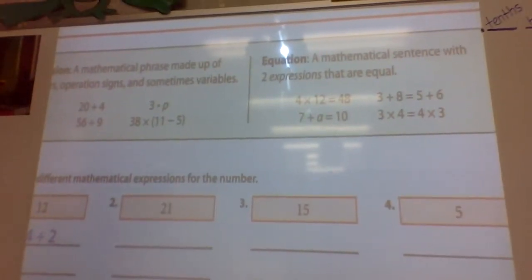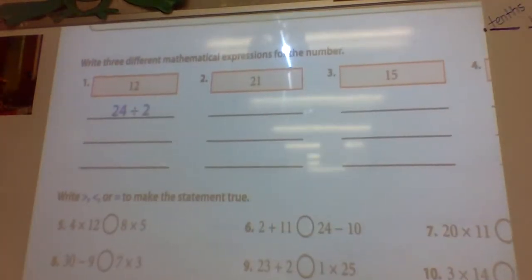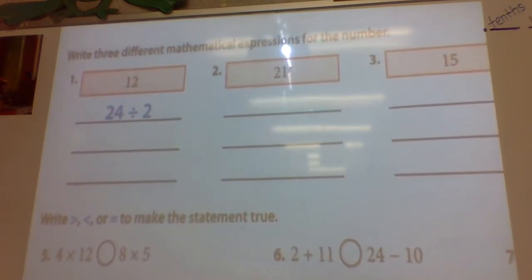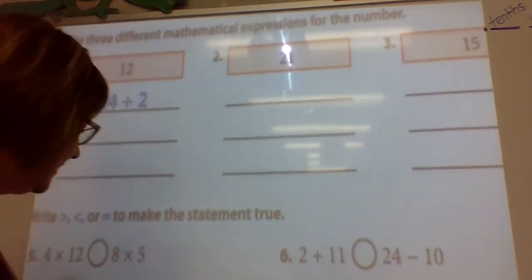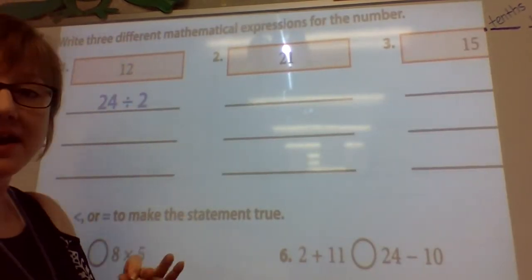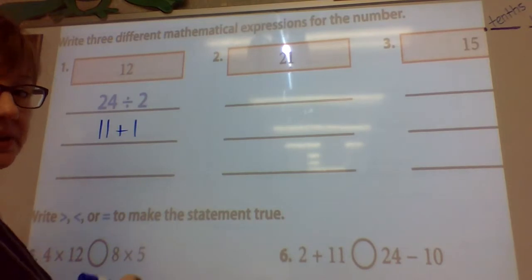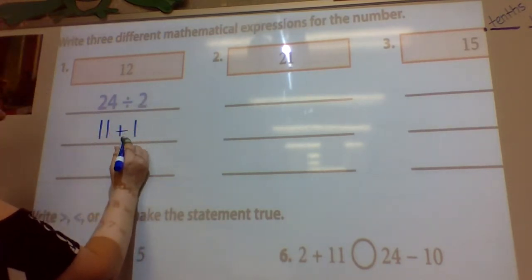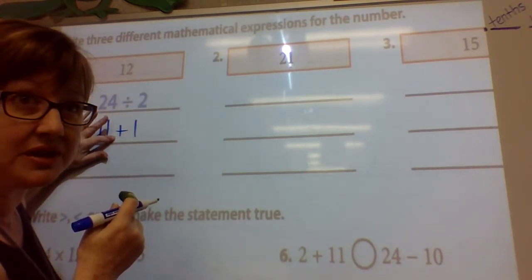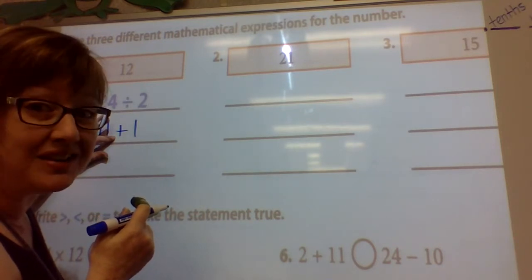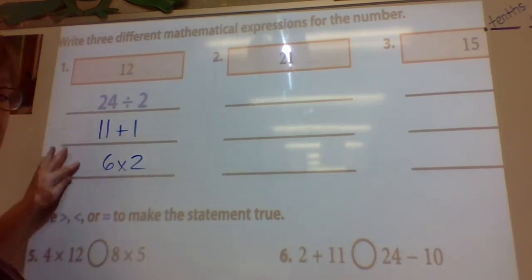Okay, let me get this. There we go. All right, so it says to write 3 different mathematical expressions for this number. Okay, so in other words, all of these have to equal 12. So make up anything you want that would equal 12. I know what you're thinking, real easy, 11 plus 1, right? Or we could have, say I already used division, let's use one of the others. Do you want to use subtraction or multiplication? Let's do multiplication. You want 1 times 12, 2 times 6, 3 times 4, which one you want? 4 times 3, 6 times 2? Okay, I heard you, you want 6 times 2. Okay, so these are expressions that all equal 12.